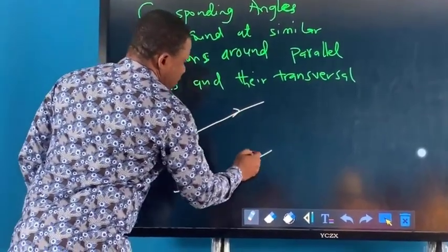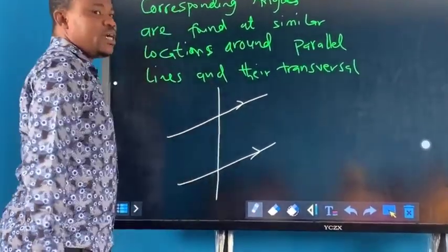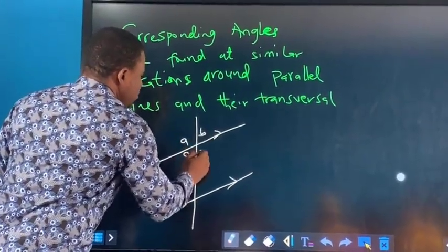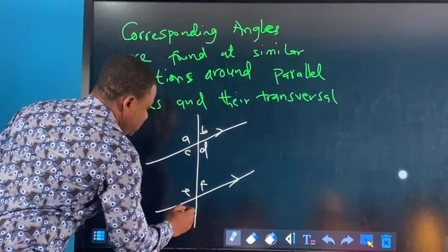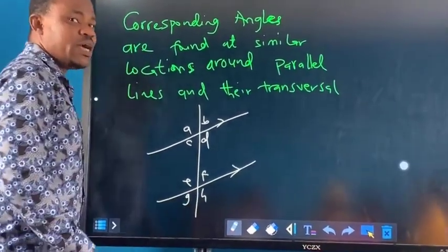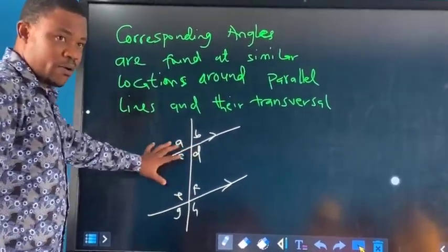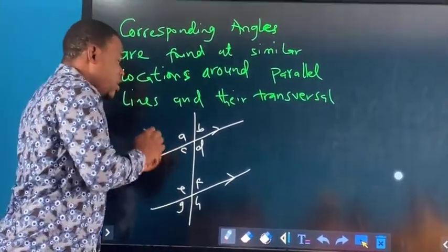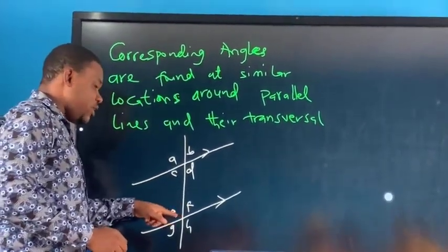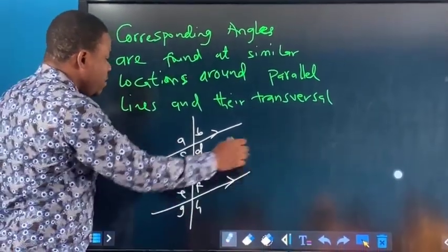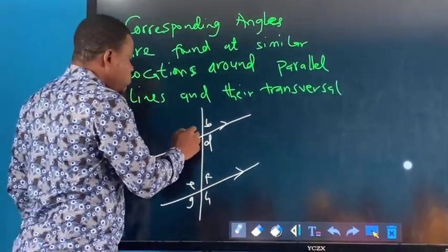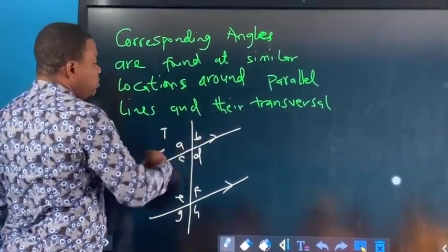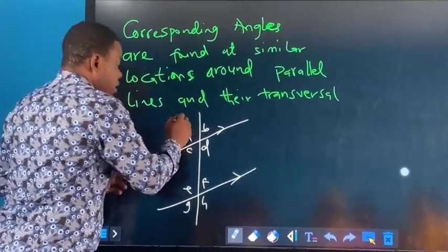So if I have this, I have this. These 2 lines are parallel. This is a transversal, right? And then I have the angles A, B, C, D, E, F, G, and H around there. And I want to find corresponding angles. I want to find the angle at this point that corresponds to the angle around here. Is that okay? So if you look very well, look at angle A. Angle A is on top of this parallel line, look at this bracket, and on the left side. Are you with me?